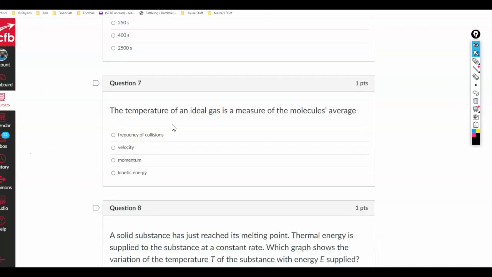Okay, question 7. The temperature of an ideal gas is a measure of the molecule's average kinetic energy. Okay, straight from the notes, that's just a definition question. Definitions are important.